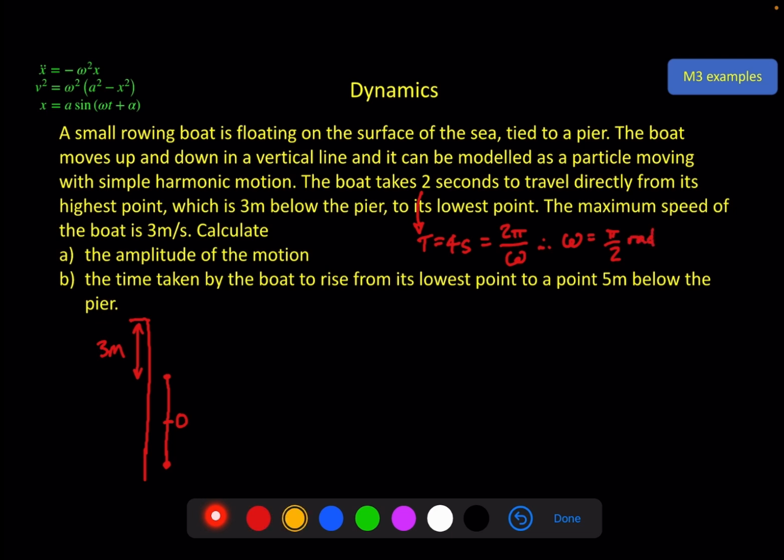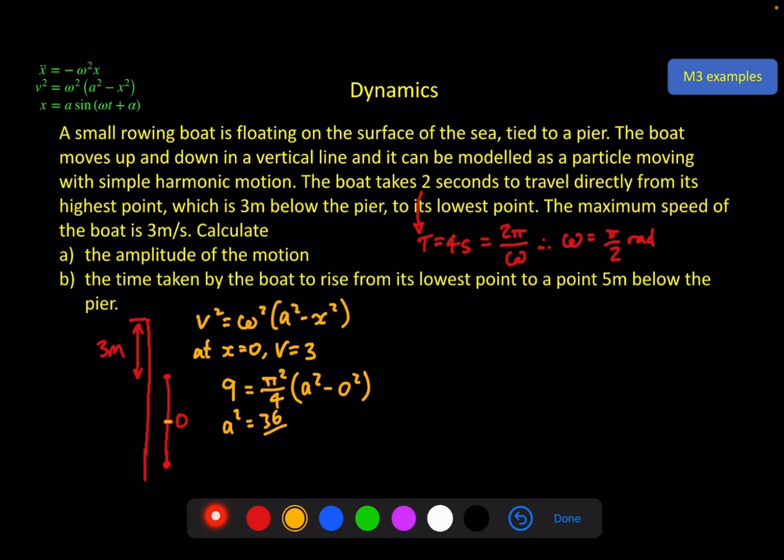radians. So using v squared is equal to omega squared, a squared minus x squared. At x is equal to 0, v is equal to 3. So we've got v squared, 9, is equal to omega squared, pi squared over 4, times a squared, which is what we're trying to find, minus 0 squared. That gives me a squared is equal to 36 over pi squared, so a is equal to 6 over pi meters, or 1.91 to 3 significant figures.